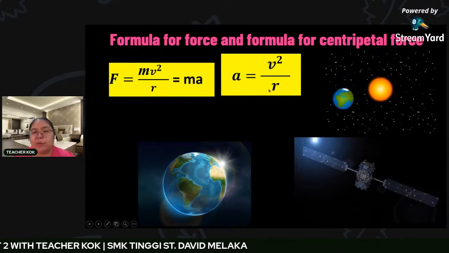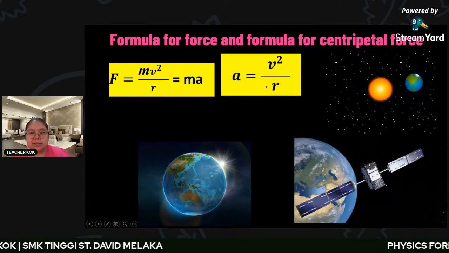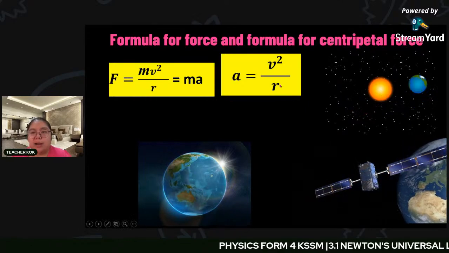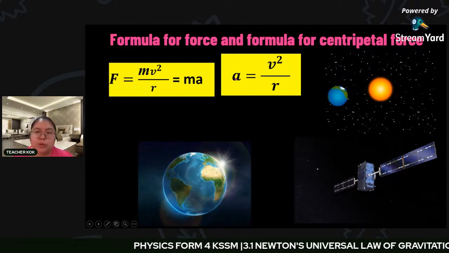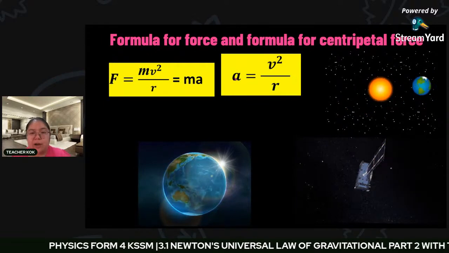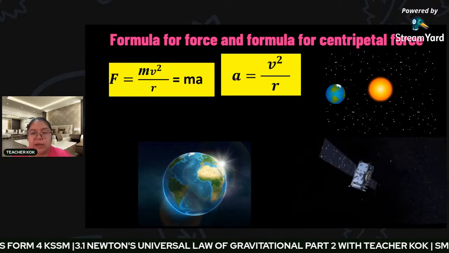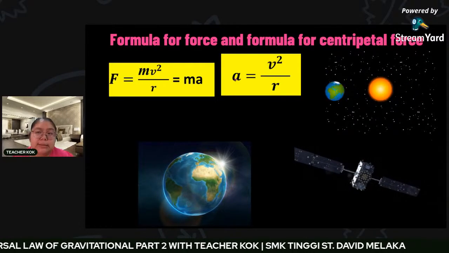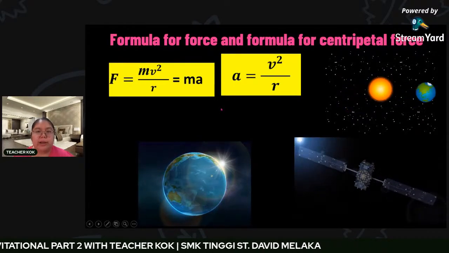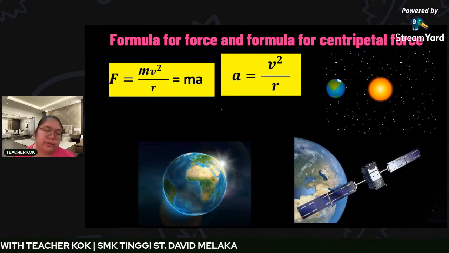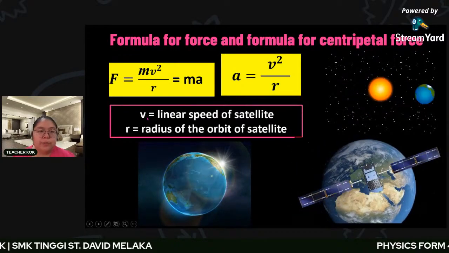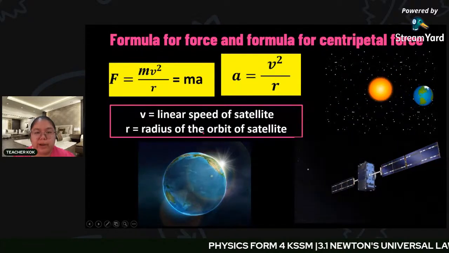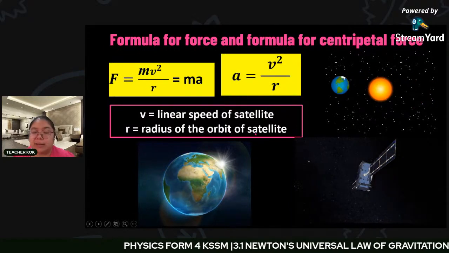R is the distance from the center of the Earth to the satellite. So when r is further, the acceleration becomes slower, because you are far away from the Earth already. When you are far away, your gravitational force and centripetal force become less. So from here we create another formula for acceleration. V is the linear speed of the satellite. R is the radius of the orbit of the satellite.